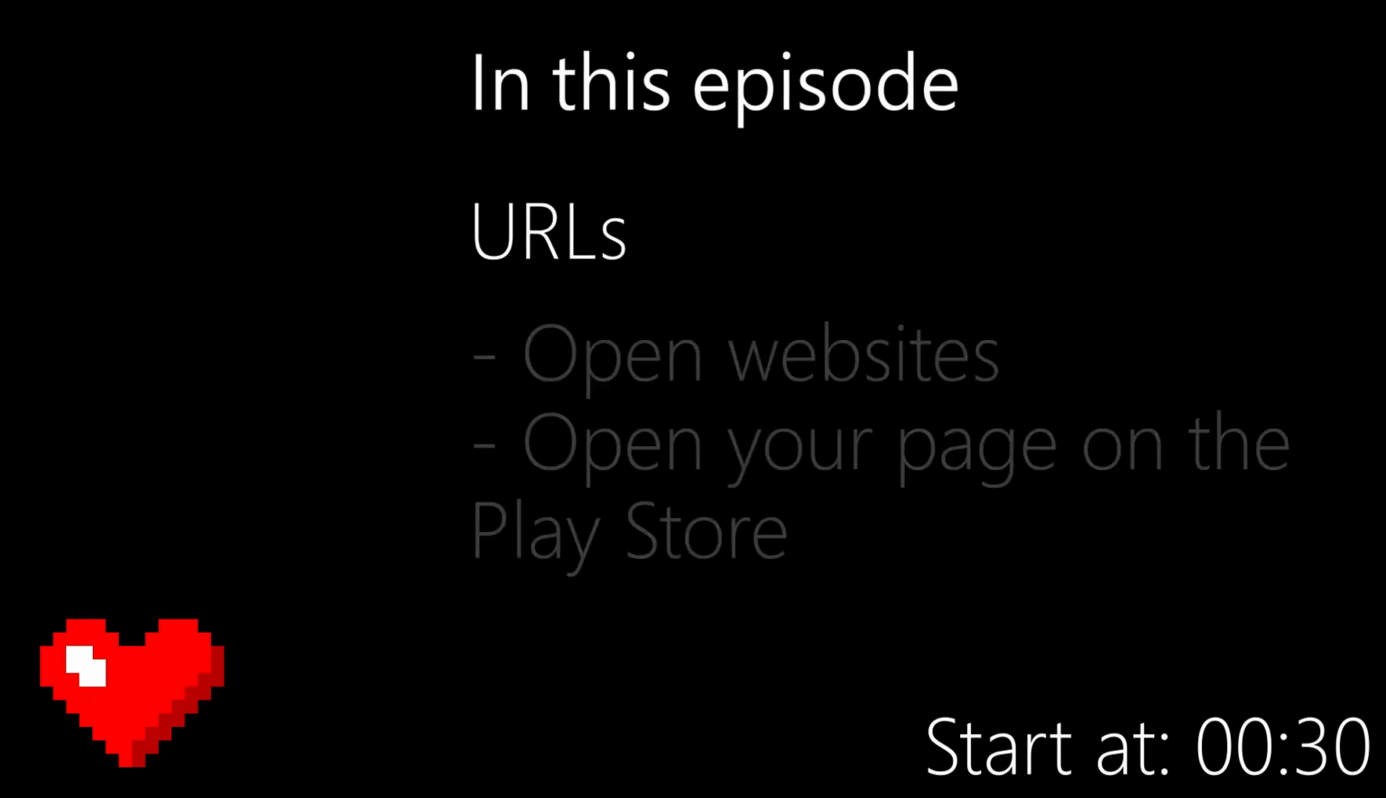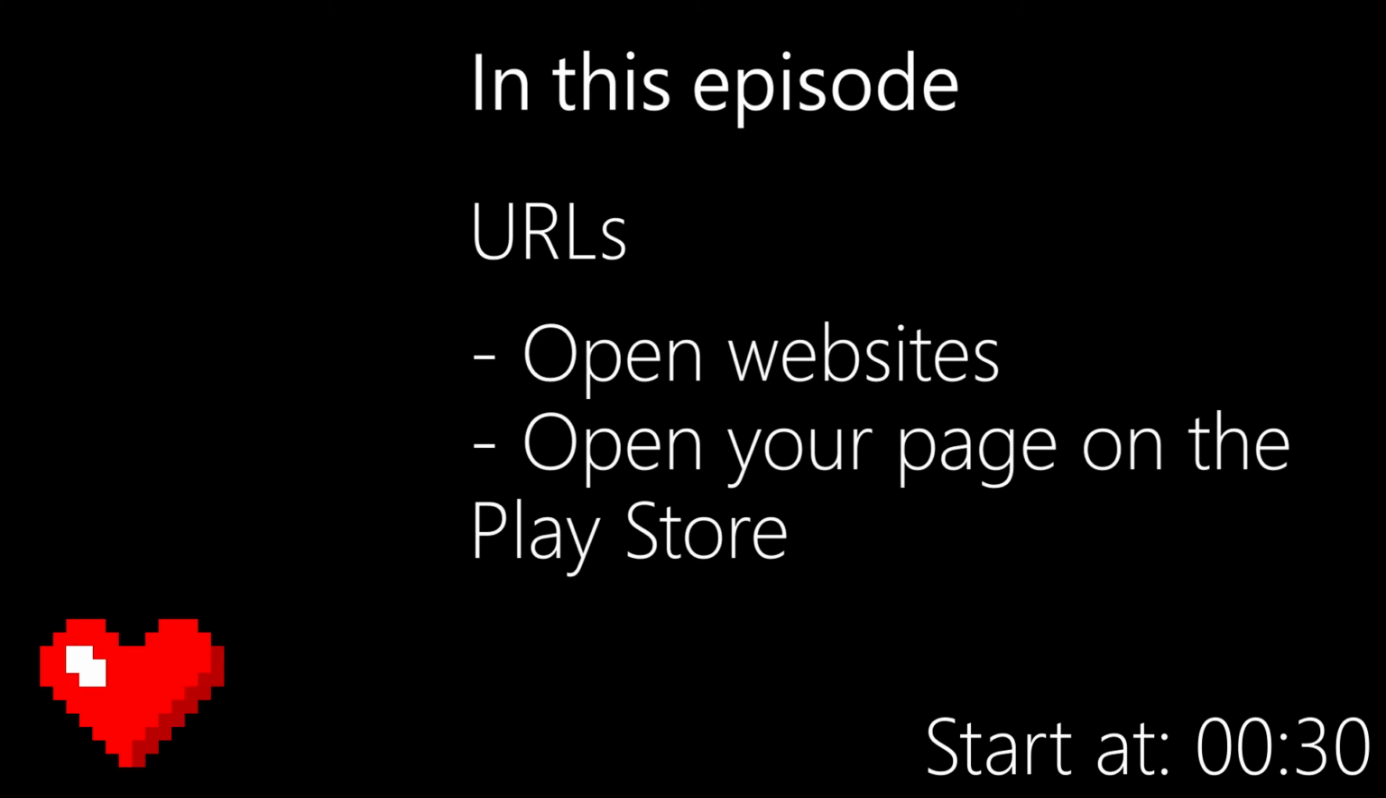Today we're on the 25th episode of the Anderson series, and in this episode we'll take a look at how to implement URLs in our game. We'll use URLs to open websites and to open the Play Store. This way you can invite the player to leave a review for your game in the Play Store or send him to the game's wiki.